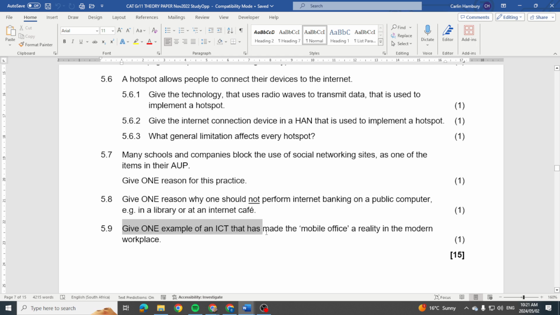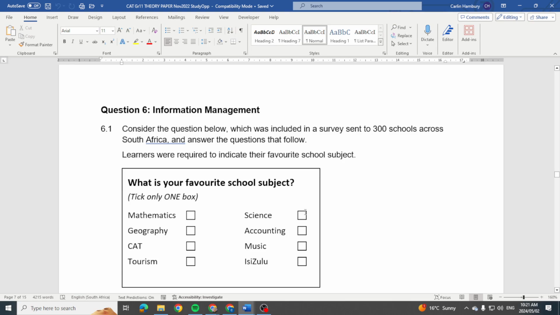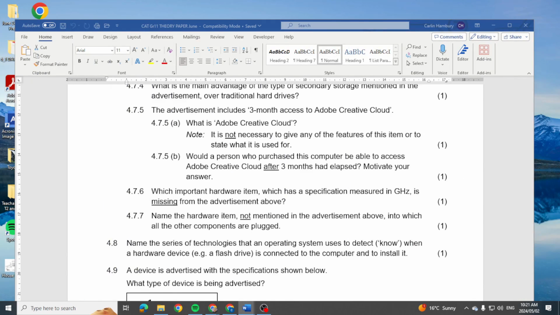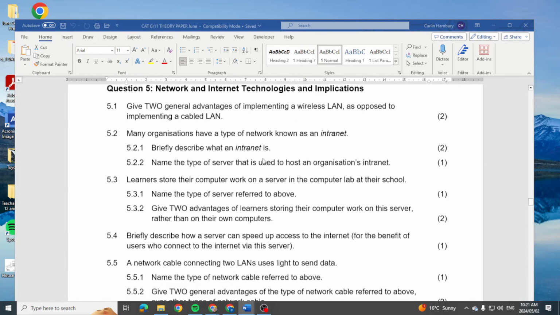One example of an ICT that has made the mobile office. What do we mean by mobile office? We're talking about us being able to do our normal office tasks, but on the move or from a different location even. Right. Let me check this one out.